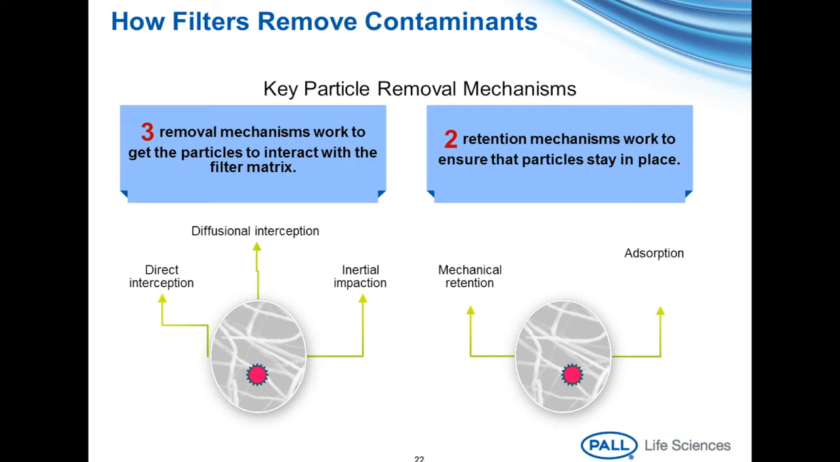Diffusional interception is the removal of a contaminant or particle due to random motion as that particle passes through a filter matrix. The concept of diffusional interception is primarily used to describe the filtration retention mechanism of gas filters when used to filter gas. The third removal mechanism is through inertial impaction.